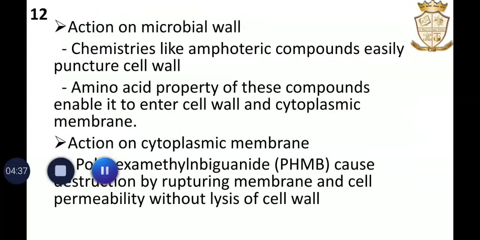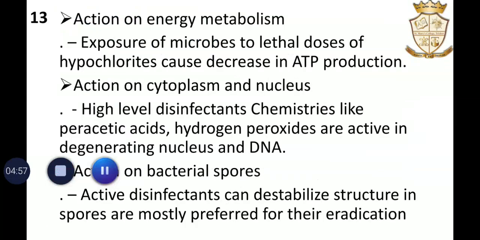Next, action on the microbial wall. Chemistries like amphoteric compounds easily penetrate the cell wall, and the amino acid property of these compounds enables them to enter the cell wall and the cytoplasmic membrane. Next one is action on the cytoplasmic membrane. PHMB causes destruction by rupturing the membrane and cell permeation without lysis of the cell wall. Next one is action on energy metabolism. Exposure of microbes to lethal doses of hypochlorites causes a decrease in ATP production.